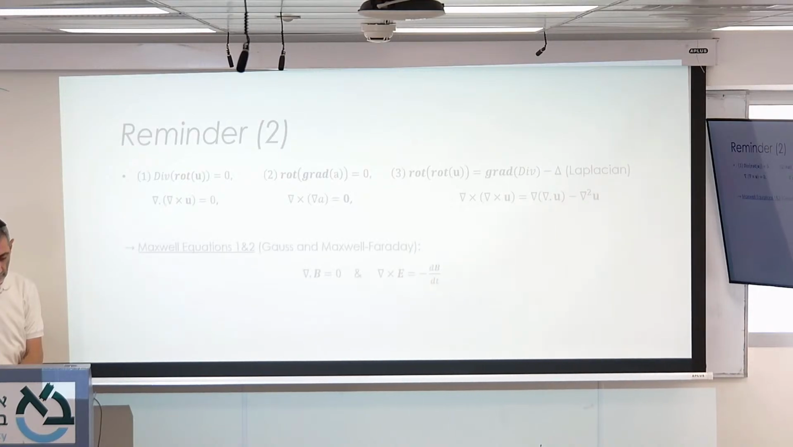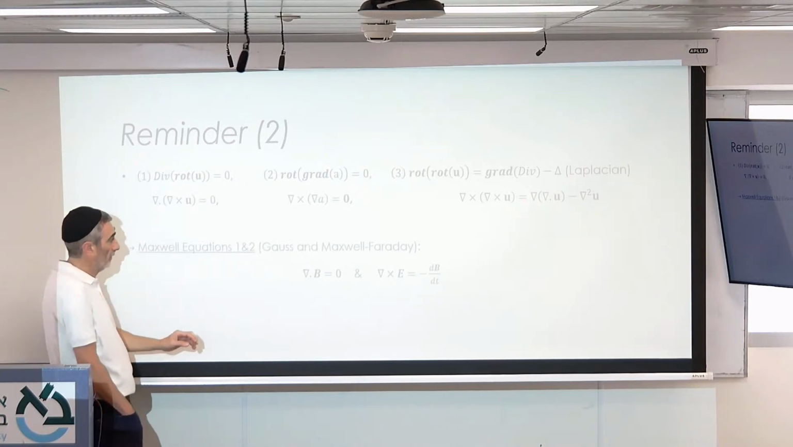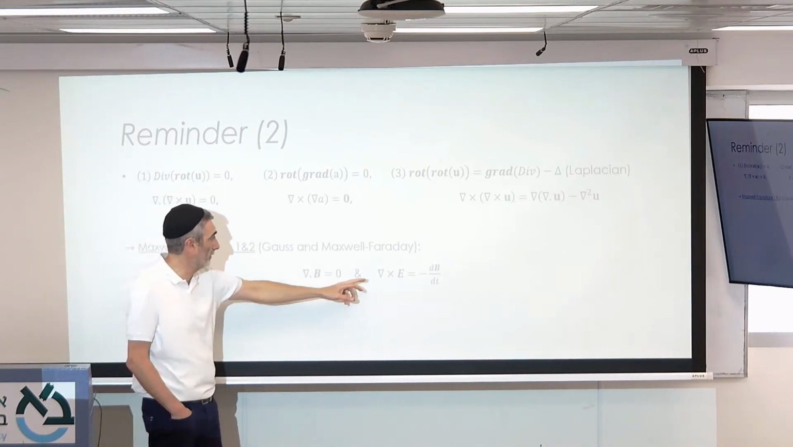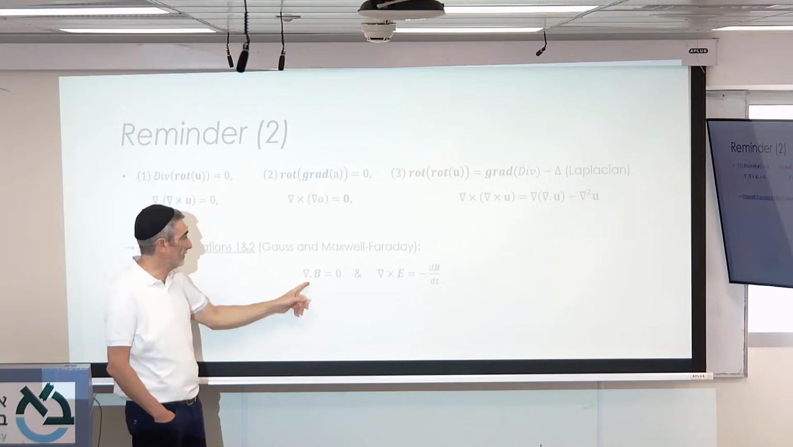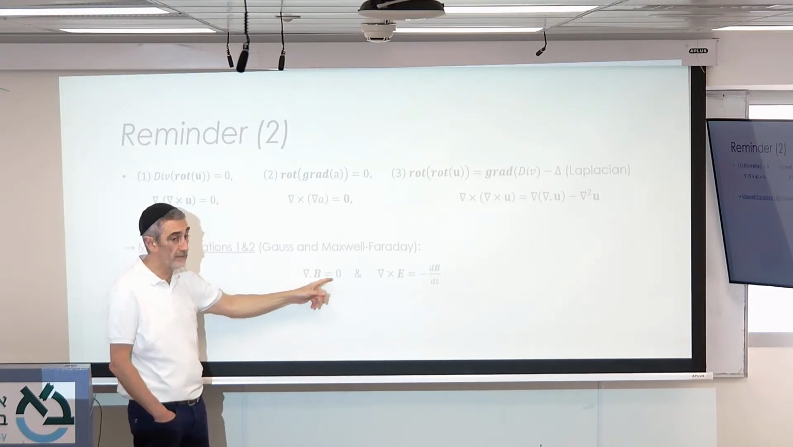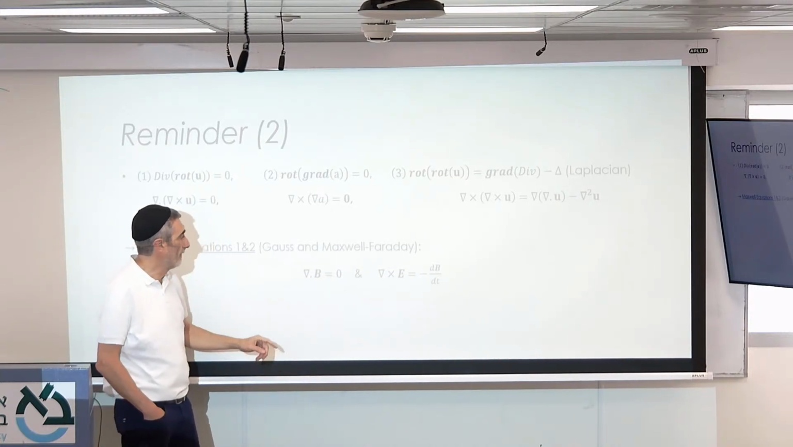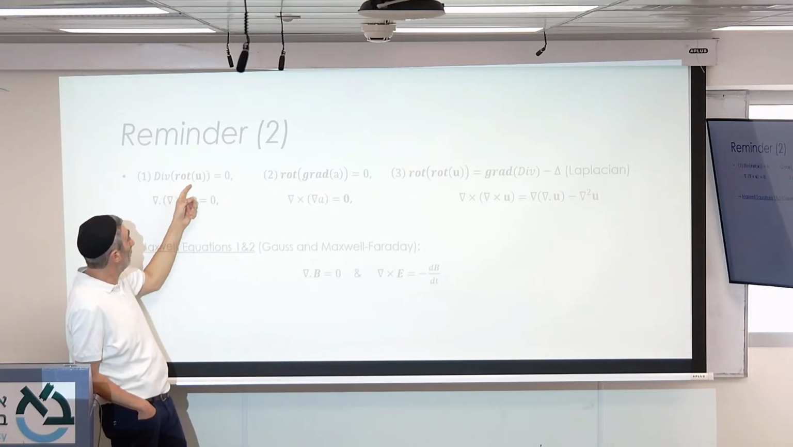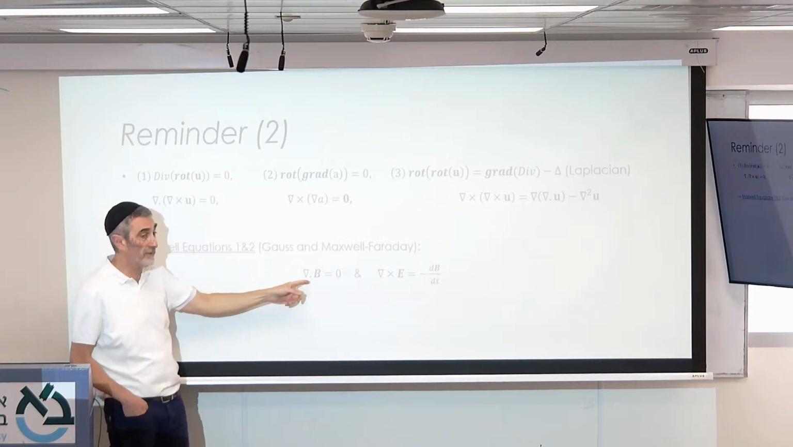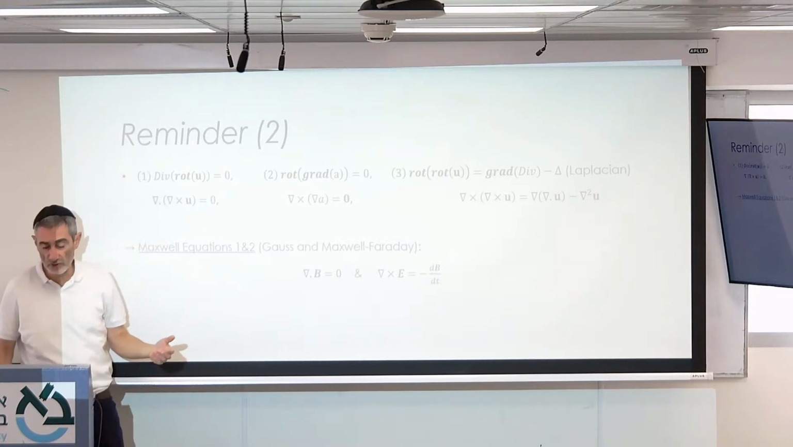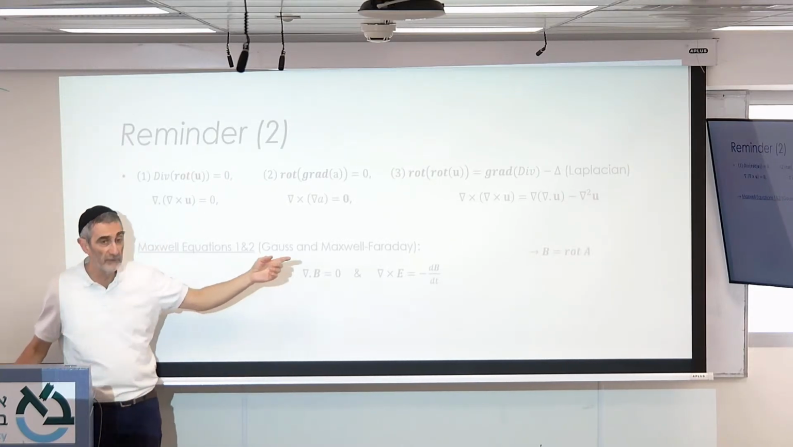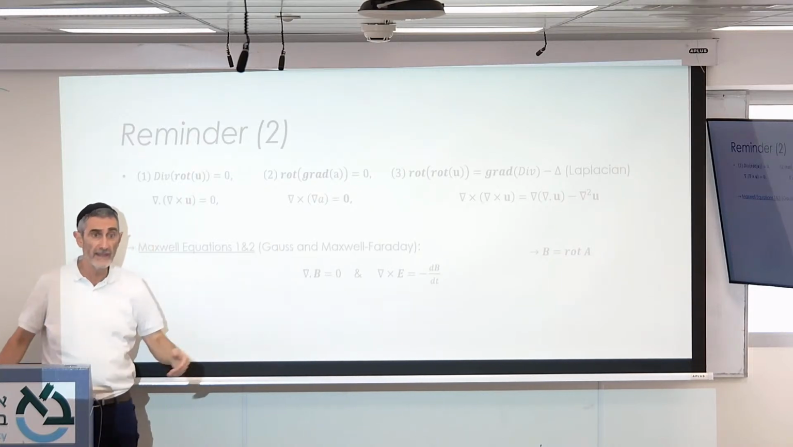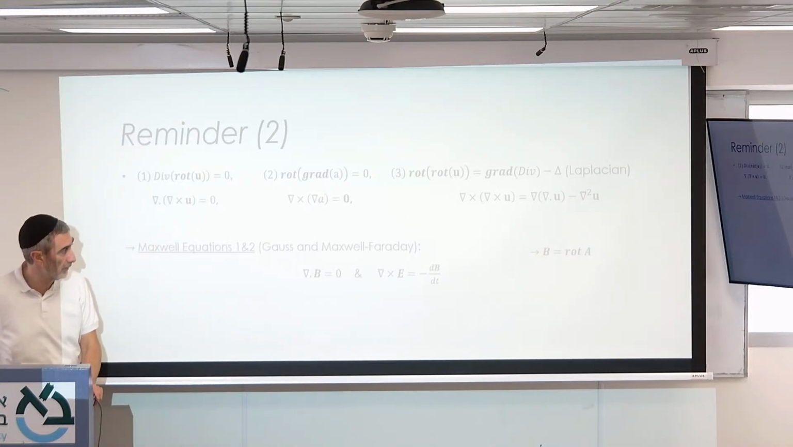So, Maxwell equations. The first two Maxwell equations are the Gauss equation and the Maxwell-Faraday equation. This one says that the divergence of B is equal to 0. From this, the divergence of a rotational is always 0, so you can write B as a rotational. That's the definition that we just gave: B is the rotation of a given vector A, which is the vector potential.